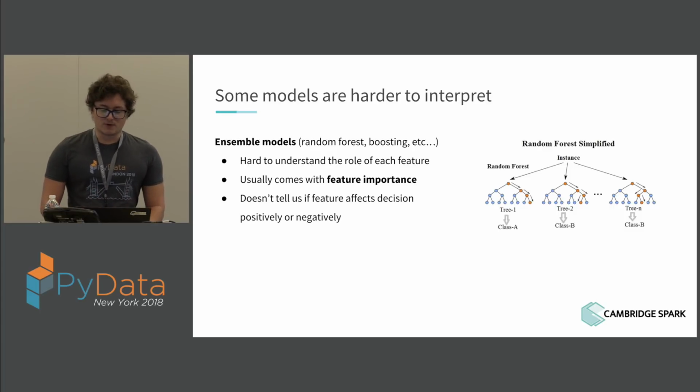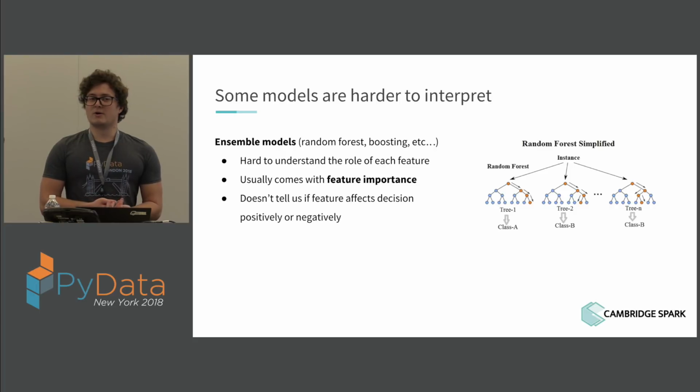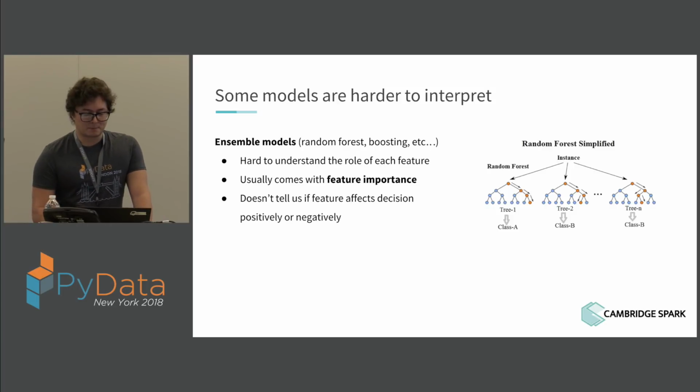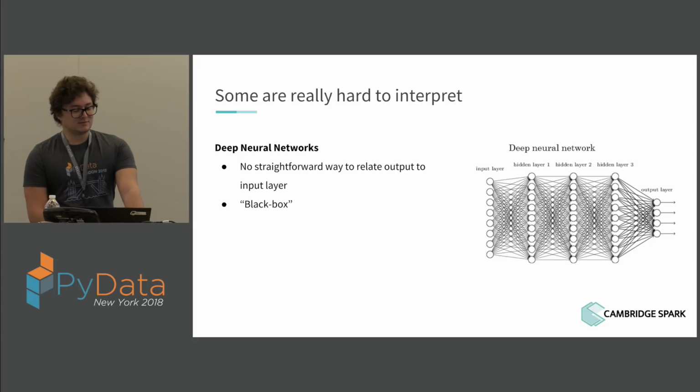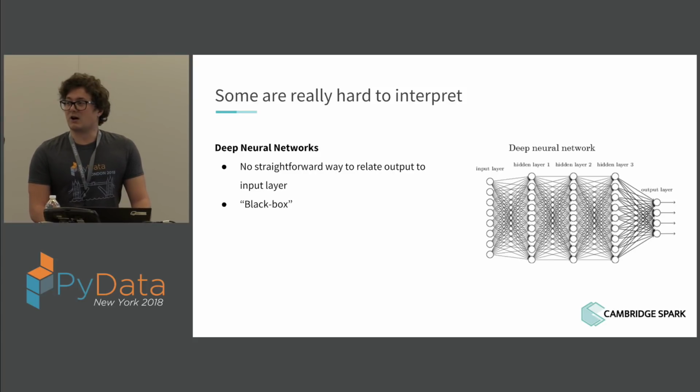So you can't always really trust it, and you don't have a unified way to know the importance of a feature. Also, it tells you that a feature is important, but you don't know if it's positively or negatively affecting your decision. That's something you'd like to know as well. And then you have another category of model that is completely a black box that you can't really do much with, and those are probably the hardest.